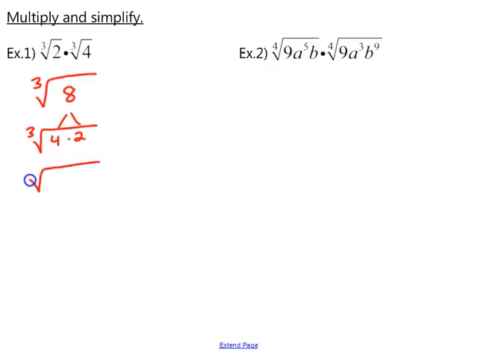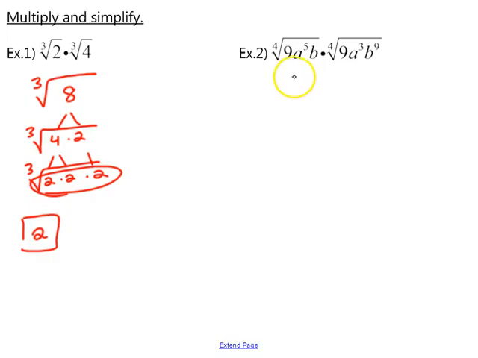And then let's go ahead and keep simplifying. 4 breaks down to 2 times 2, and then we have this last 2. So remember, our index tells us how many we want to group. So we have this group of 3 2's, one of them gets out, and then the other 2 disappear, and nothing is left under the radical. So this is our simplified answer.